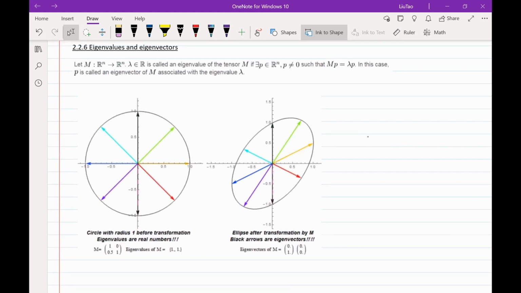Now let's take a look at eigenvalues and eigenvectors. Let M represent a linear map from Rn to Rn, and lambda is a scalar. If we have a vector P, which is not equal to 0, such that MP is equal to lambda P, then we call lambda an eigenvalue, and this P an eigenvector.